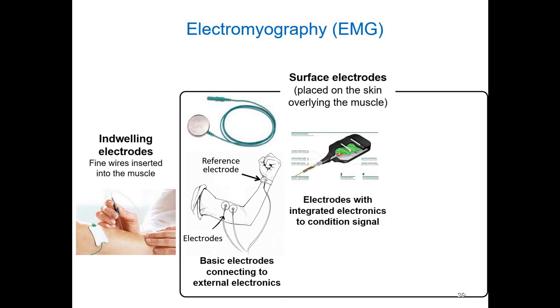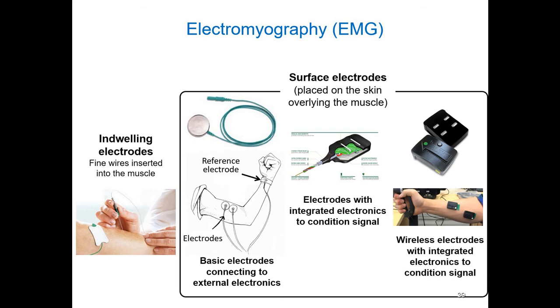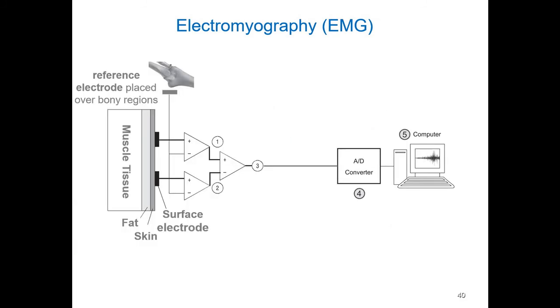Other EMG sensors have the electronics that measure and condition the electrical signals from the electrode built into them. The most advanced forms of EMG sensors are wireless electrodes that also have the integrated electronics that condition the signal built into them. The basic theory behind electromyography is as follows.